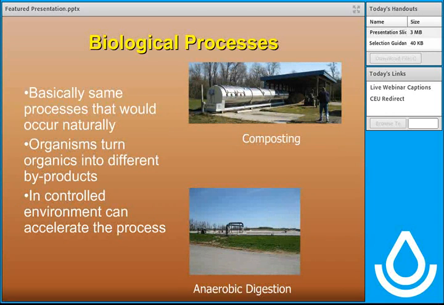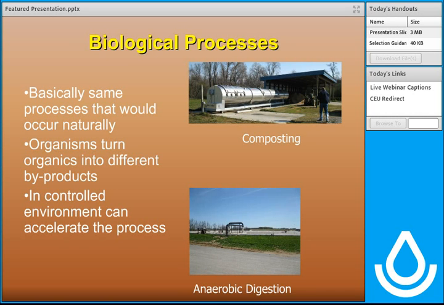The last of the three processes that I'd like to discuss is biological, and they occur around us all the time. These are processes that would occur naturally through biological activity. Basically, these are organisms or bugs that take organic material and then convert it into some other byproduct. And if these organisms are kept under certain controlled conditions, these natural processes can be accelerated and be useful in dealing with waste issues. One of the common processes that many of you are familiar with is that of composting.